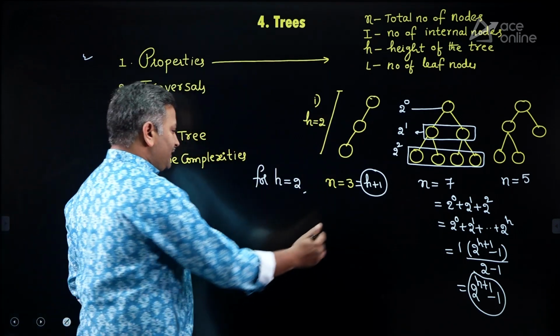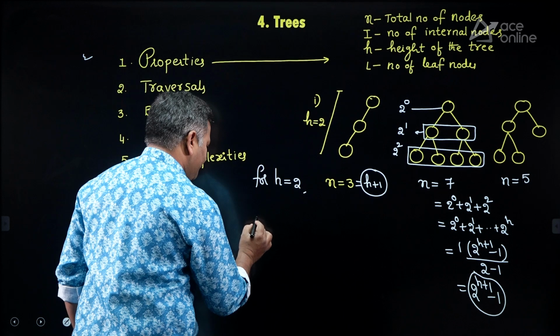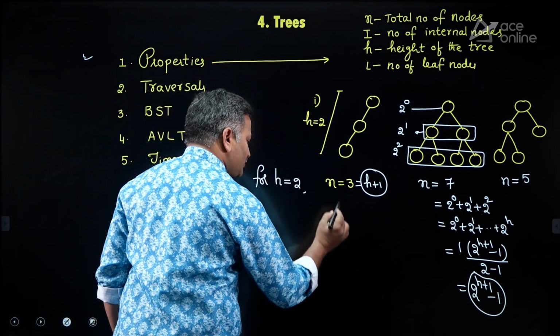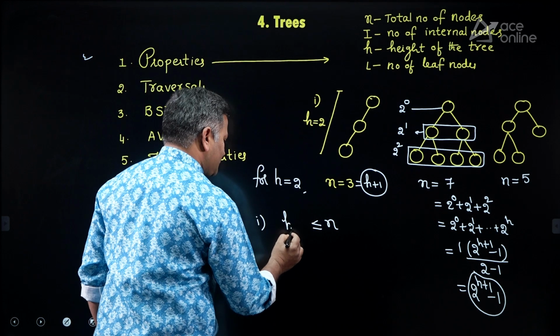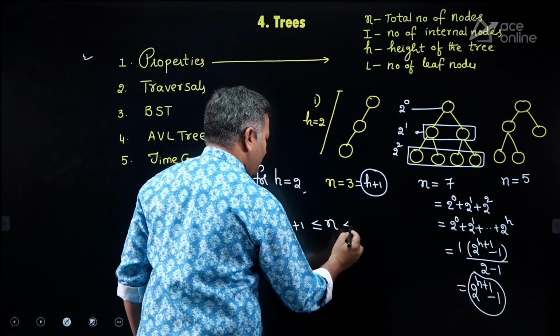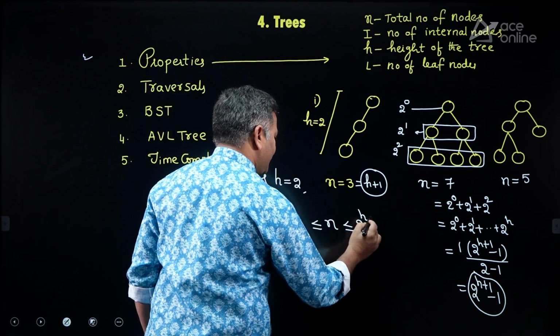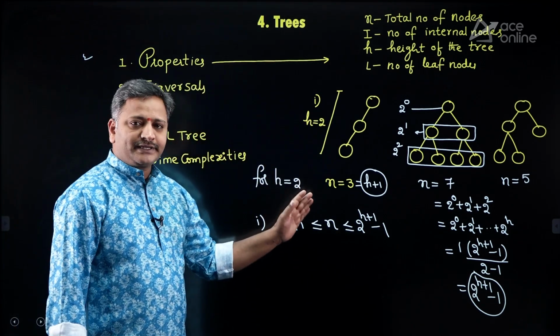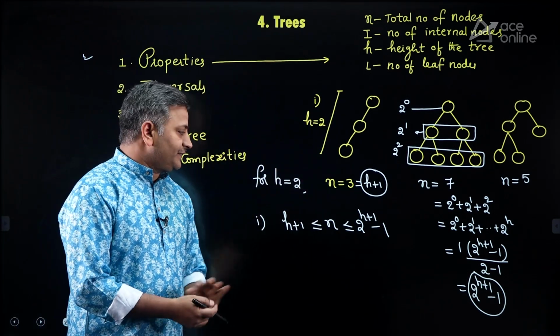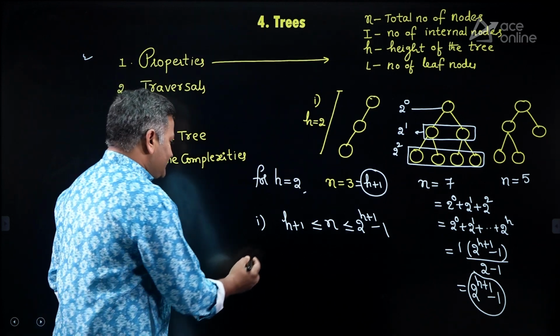Okay. So, therefore, we can make the relation, the first property: if n indicates the total number of nodes, then how many are possible at minimum? Minimum h plus 1 nodes are possible. Maximum how many possible? 2 power h plus 1 minus 1 are possible. Minimum means a skewed binary tree, maximum means a full binary tree. So, that is the first property you have to understand.